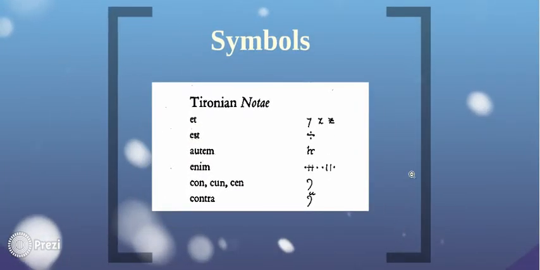Symbols replace entire words or collections of letters such as prefixes. Here in this chart we can see S can be replaced by a symbol that looks much like a division sign in modern times. The prefix con, kun, or ken can be indicated by this symbol that looks much like a 9.